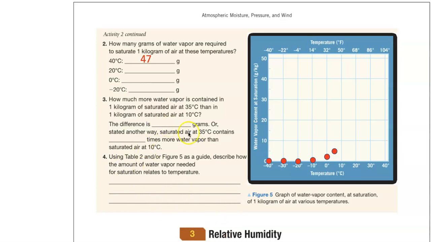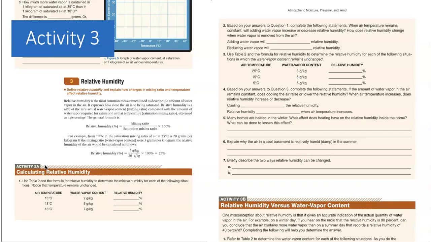So those questions there, you're just going to look at the table. And then there are some more questions here that you can think about. I'm not going to go through everything for you, but that should have gotten you a good start for activity 2. Moving on to activity 3, now we're focusing more on this relative humidity equation that I already went through.